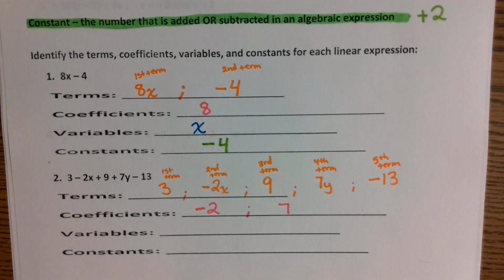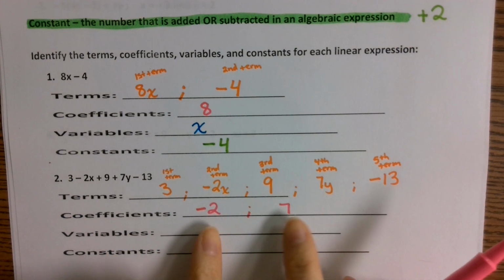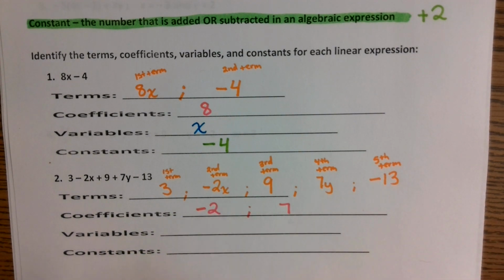And what term is that coefficient belonging to? Isaiah? Second. What term did it belong to? Fourth. The fourth term. Very good. Okay, it was the fourth term's coefficient. So term 2 and term 4 had coefficients. They had a -2 and a +7.